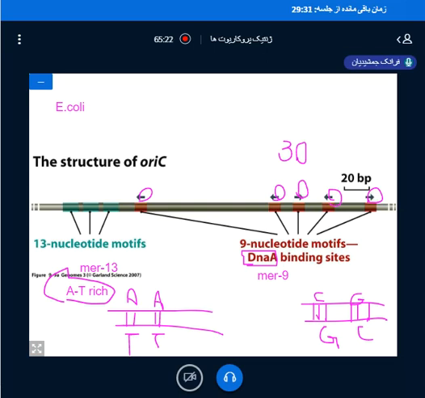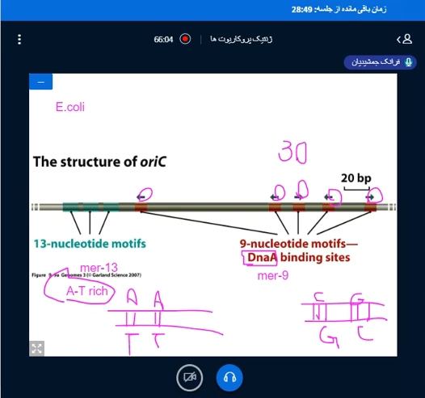So I just want to repeat more. In the structure of origin of E. coli, we have 5 9-mer parts, which DNA attaches to, and we have 3 13-mers, which are AT-rich. I told you in the AT-rich domains, the strength of double-strand DNA is so weak, so they can easily break and separate from each other.